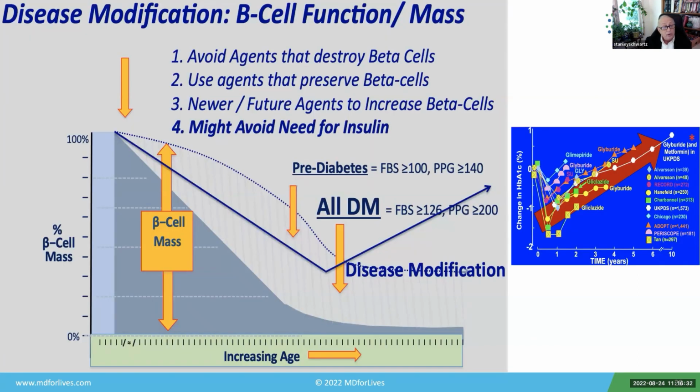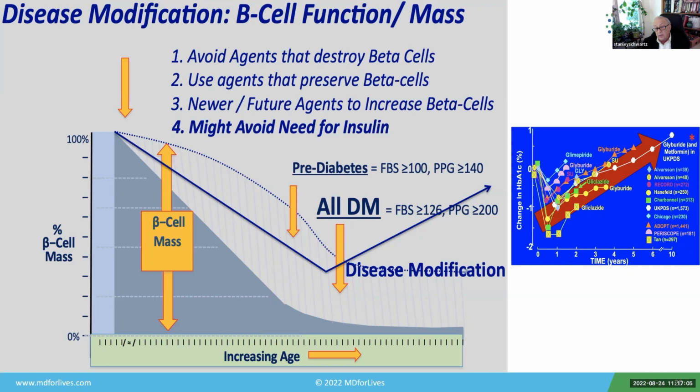But we should also now start thinking about disease modification, beta cell function, and mass. And we'll do that by avoiding agents that destroy beta cells. You'll use agents that preserve beta cells. There'll be newer and fewer agents to increase beta cells, and we might be able to avoid the need for insulin. The blue graph on the right is the story about avoiding agents that destroy beta cells.